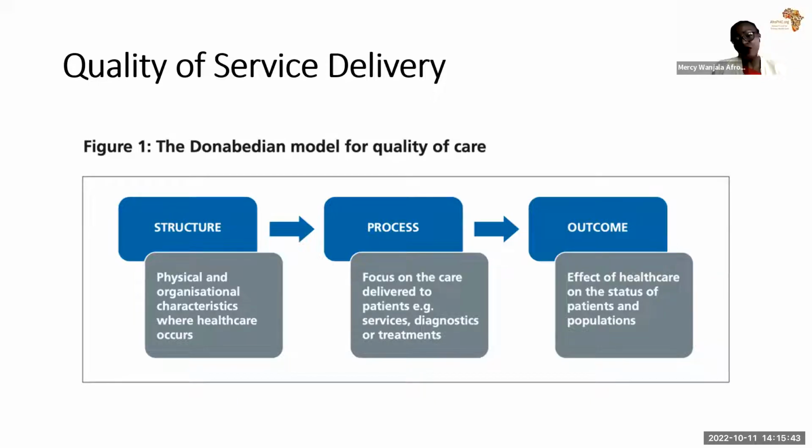Then moving on to the process, which focuses on the care patients move through next. And this is where you look at things like process maps and process improvement. Then the last step on the Donabedian model is the outcome. After looking at the structure and creating certain processes, what kind of outcome are you looking for? And that is the effect of healthcare on the status of patients and population.